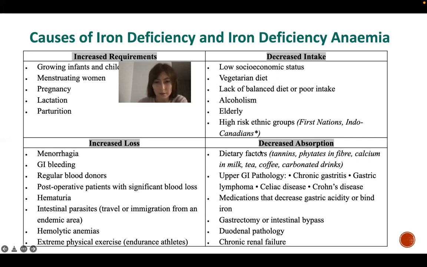hemolytic anemias, extreme physical exercise, and dietary factors, upper GI pathology, chronic gastritis, gastric lymphoma, celiac disease, Crohn's disease, medications that decrease gastric acidity or bind iron, gastrectomy or intestinal bypass, duodenal pathology, chronic renal failure.